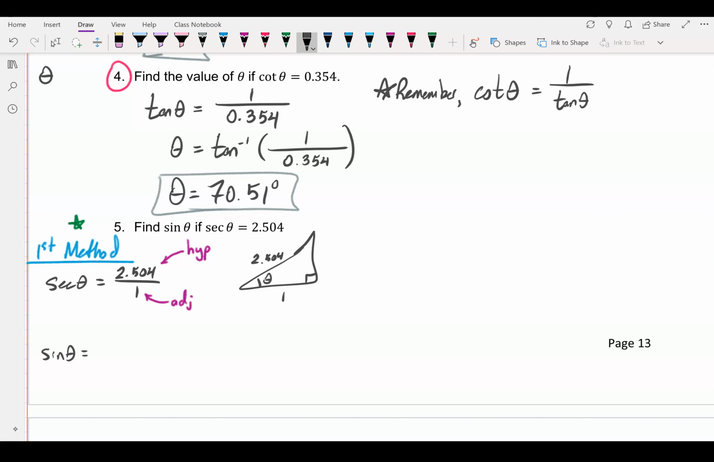The reason I'm doing this is I'm thinking ahead, and I need sine theta, okay? And sine theta is the opposite over the hypotenuse. In this case, I don't have the opposite. I'm trying to find what the opposite is. So I'm going to say I need it, y, and then I can use Pythagoras to find it. So it's the legs squared, so 1 squared plus y squared equals the hypotenuse squared. And then I'm going to solve for y.